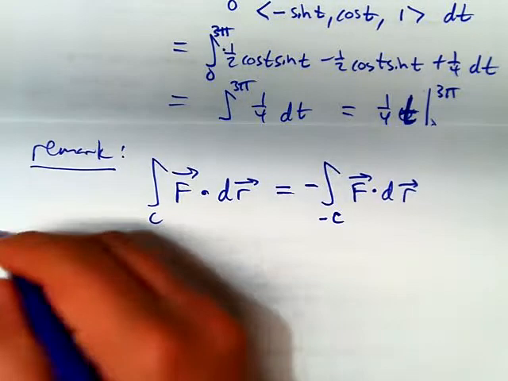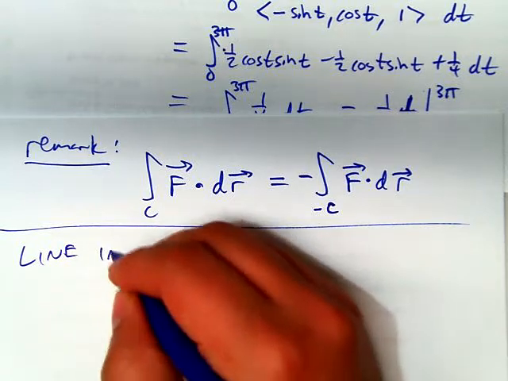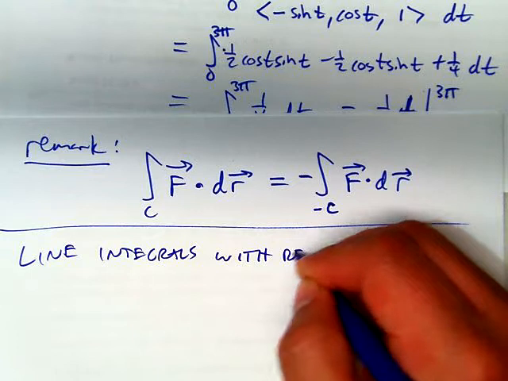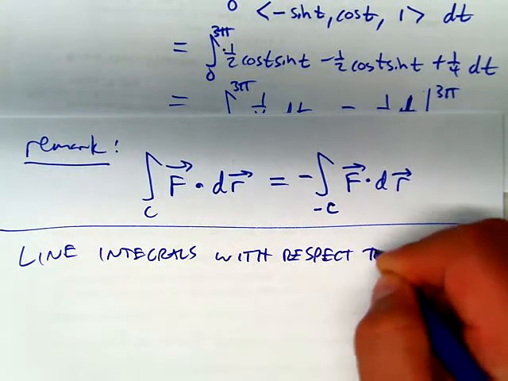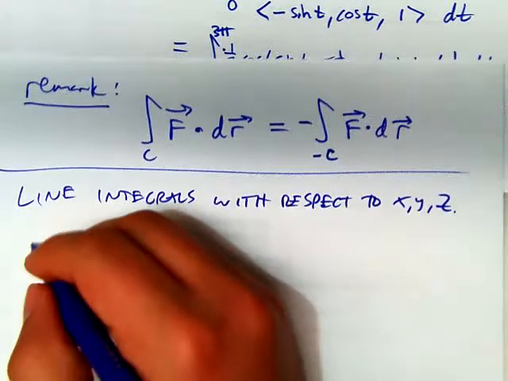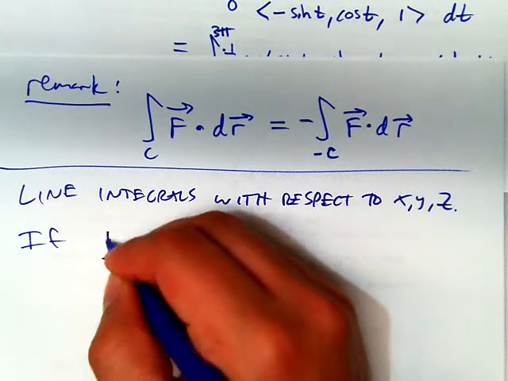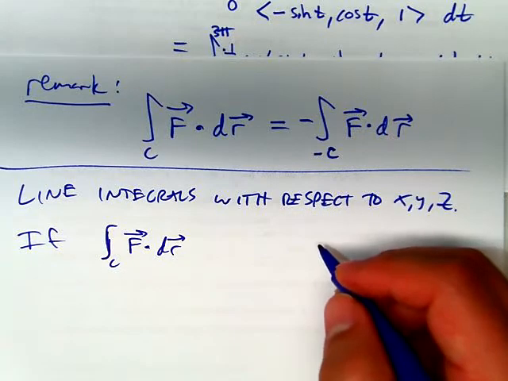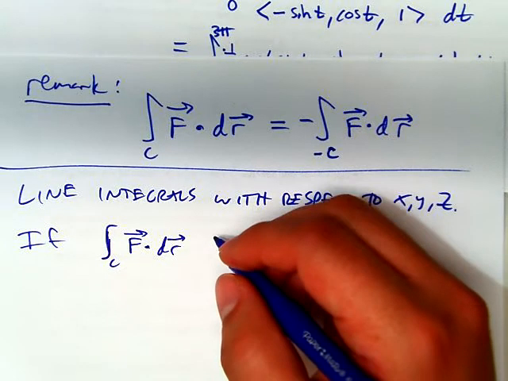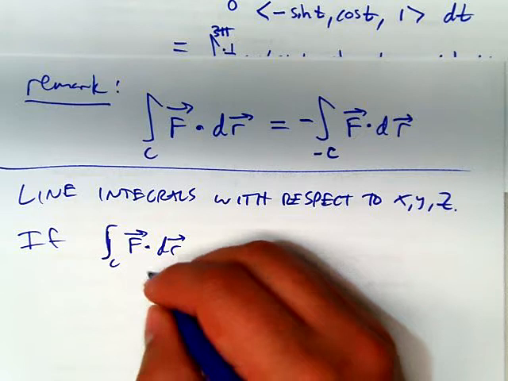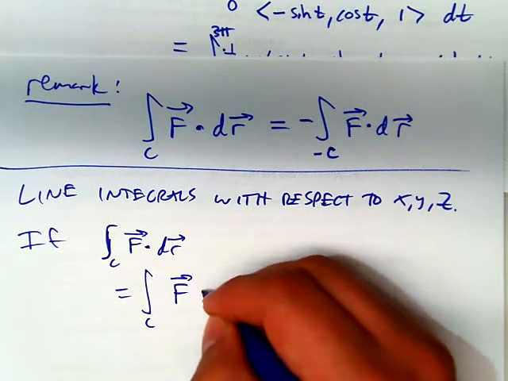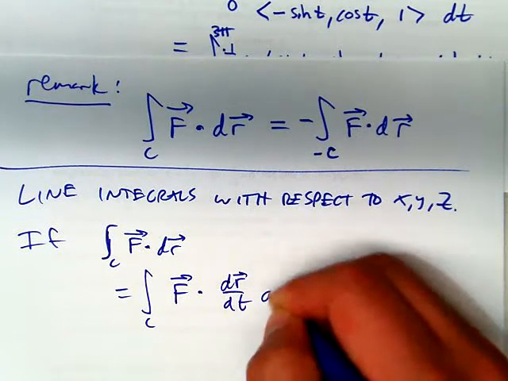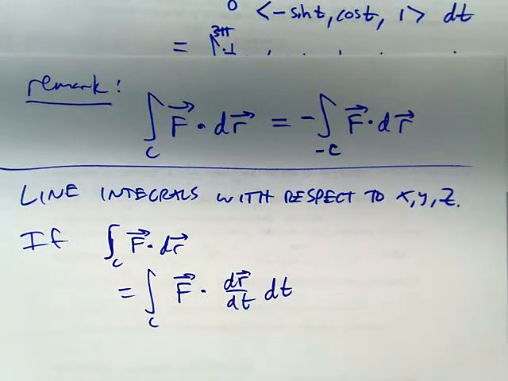Okay, so the last thing now. I said we were going to come back to this, and here we are. It's line integrals with respect to x, y, and z. So if we have the line integral of f dot dr, we can think of this as f dot dr/dt dt, which is kind of useful.